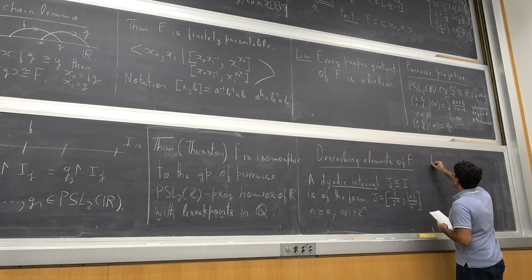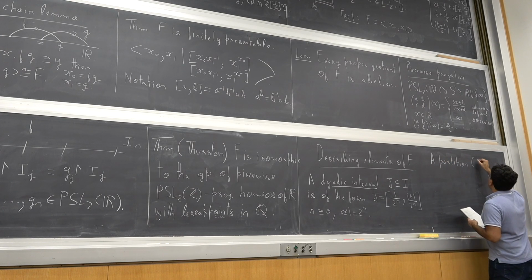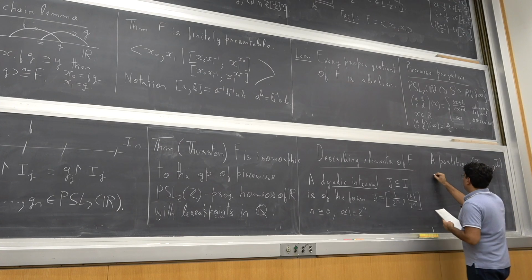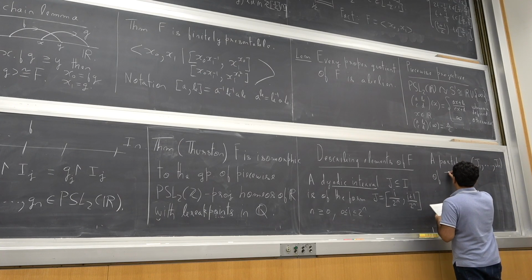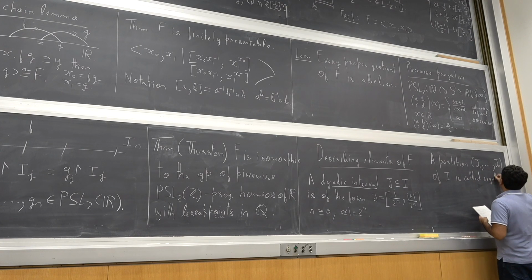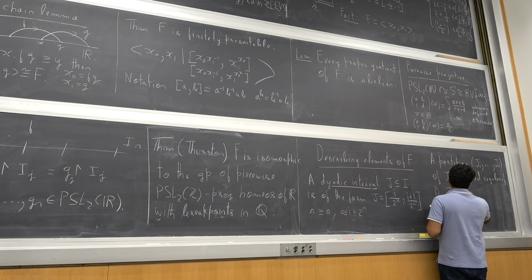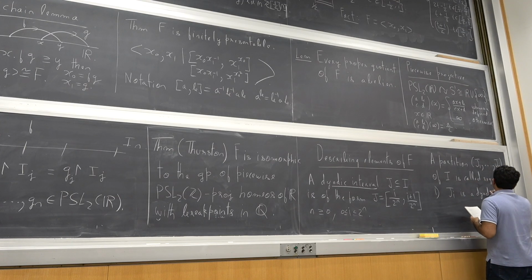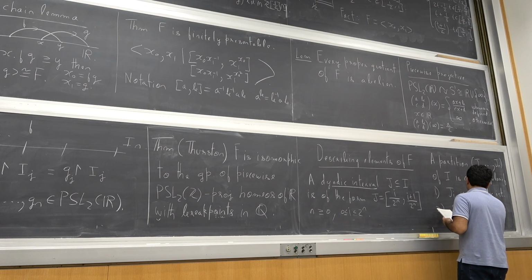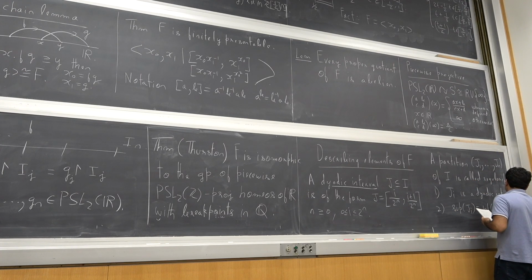A partition J1 through Jn of I is called regular if, one, each Ji is a dyadic interval, and two, it is in order, so sup Ji equals inf J(i+1).